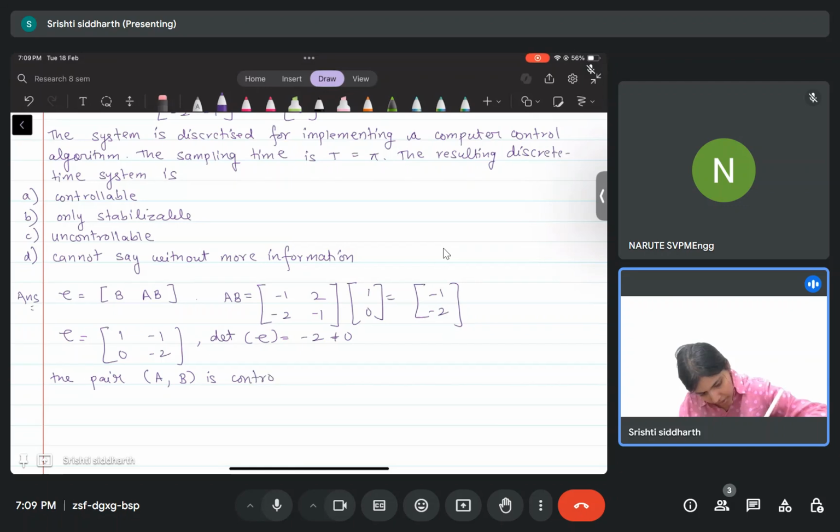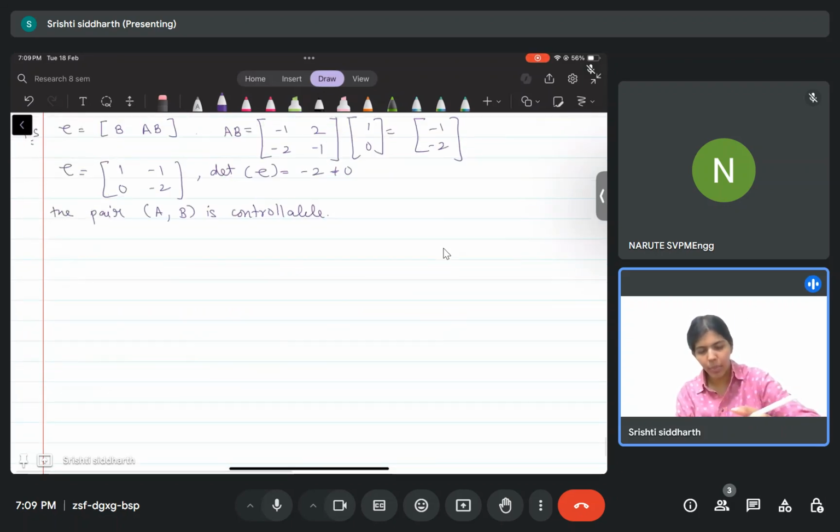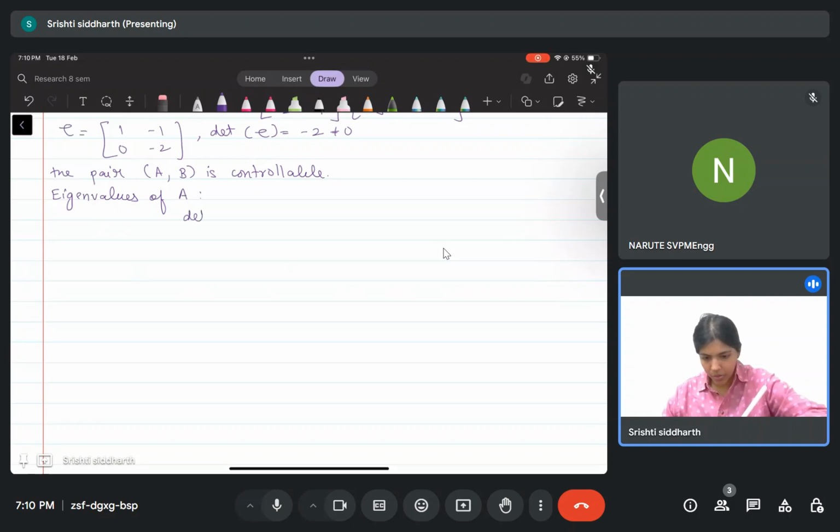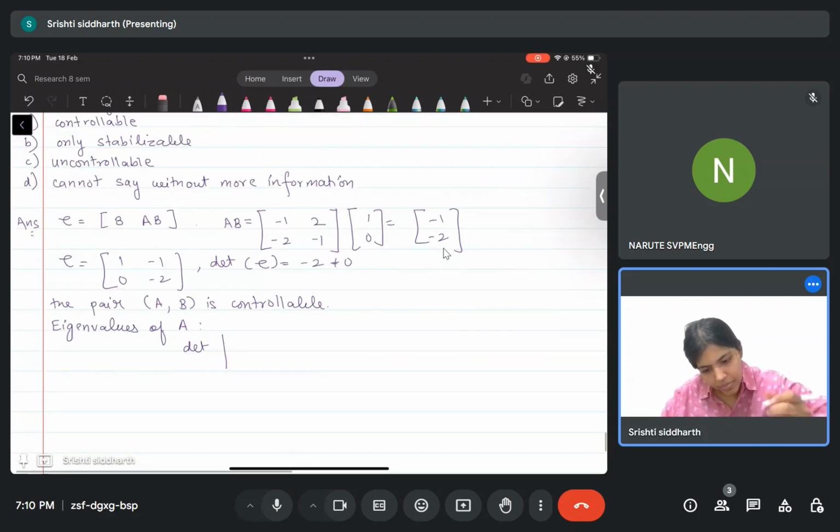And now we can check whether the discrete pair is controllable or not. To find that out, we don't have to again compute AD and BD. We can first find out the eigenvalues of the matrix A. Alright, so let's figure that out. Eigenvalues of A. This is determinant of [-1 minus lambda, 2; -2, -1 minus lambda] equals 0.